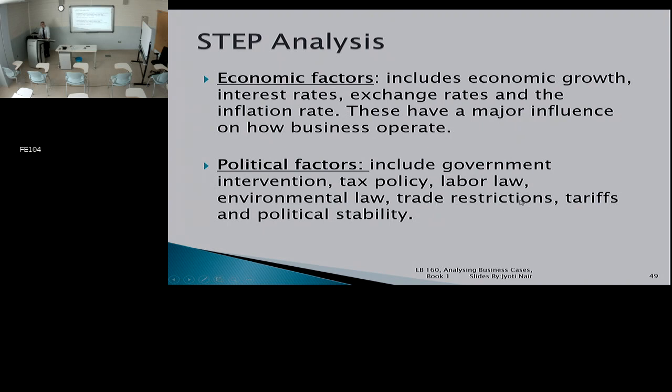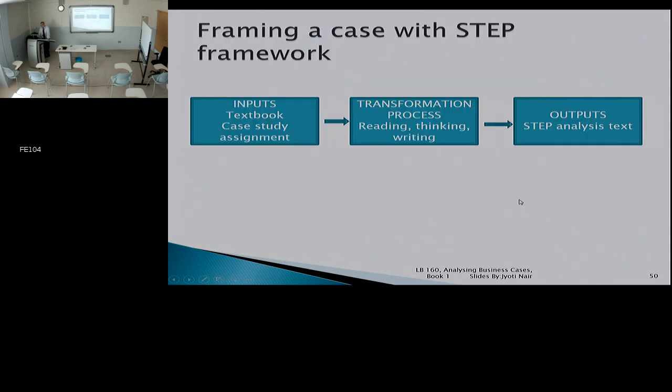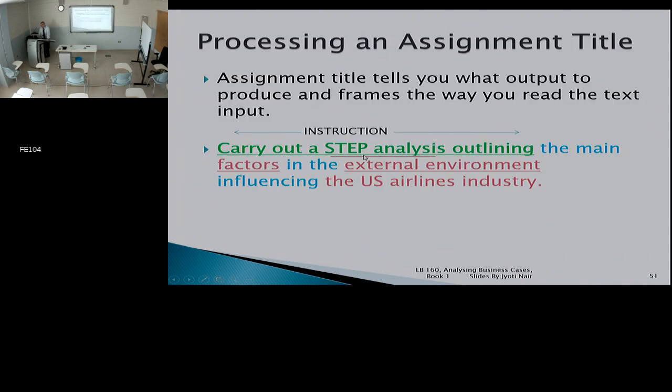Now, how does the question come about in the exam? It comes like this: carry out STEEPLE analysis outlining the main factors in the external environment. As I said earlier, STEEPLE analysis needs a place and a business. If you look at this example here, where is the place and what is the business?